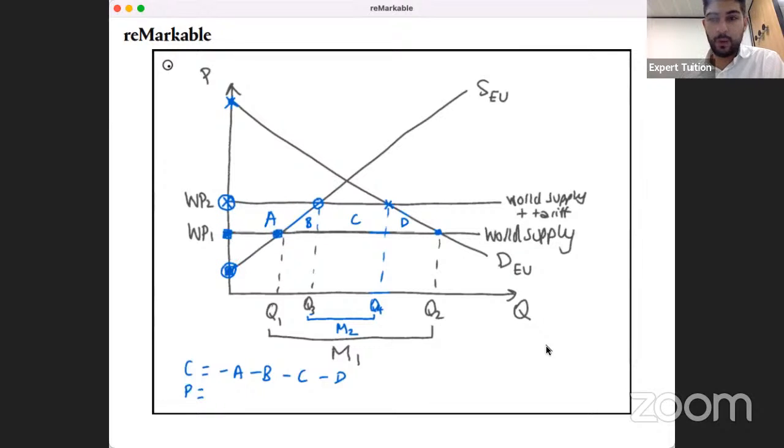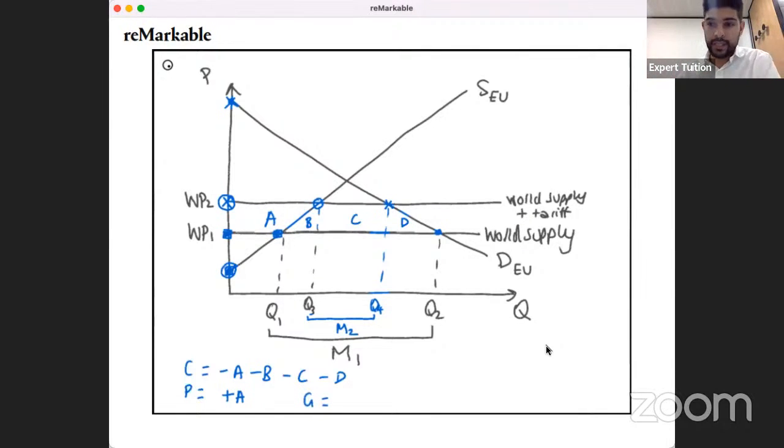What happened to it? Well, it went up by A. So producer surplus goes up by A. Fine. The last player in an economy is the government. Now, whenever there's a tax, the government always receives revenue. And there are two things that you always need to be able to do to get the government tax revenue.